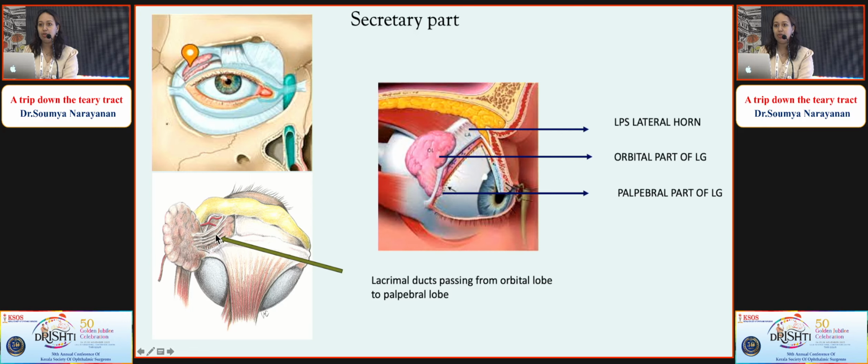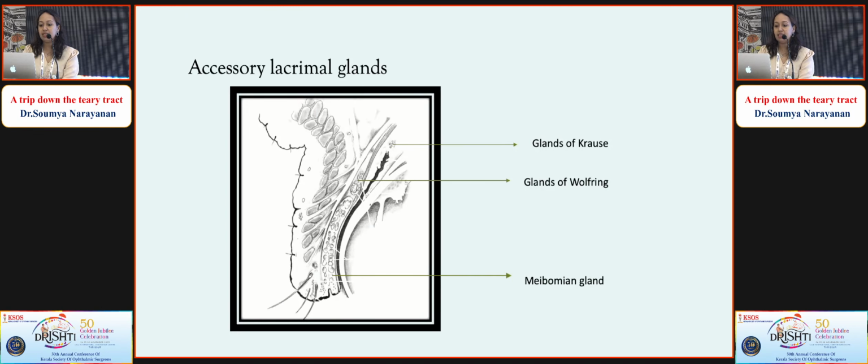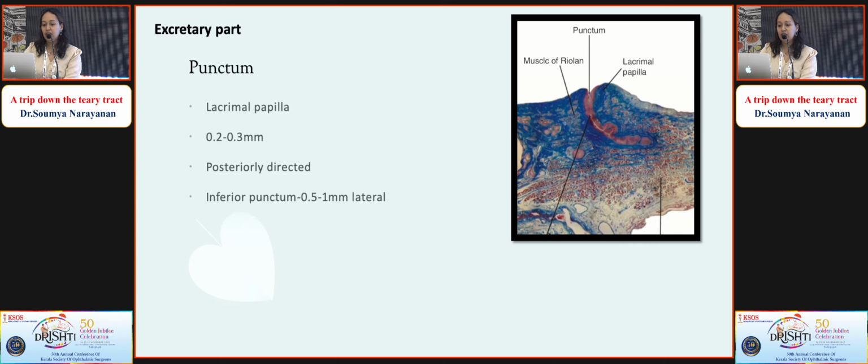So if you are doing a biopsy, it's better to take from the orbital lobe to decrease the damage to the lacrimal ducts. There are accessory lacrimal glands, glands of Krause in the superior fornix and glands of Wolfring in the tarsus. And these will also secrete the watery component. There are meibomian glands and conjunctival goblet cells secreting the other components of the tears, and the lacrimal lake is formed. So about the drainage, it starts with the punctum.